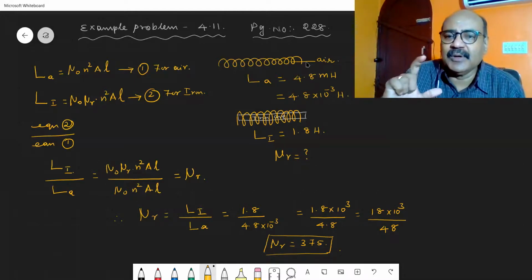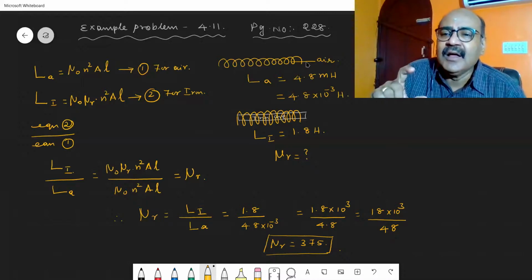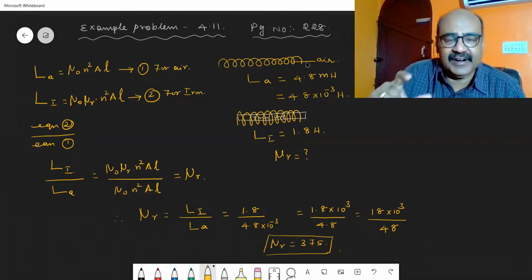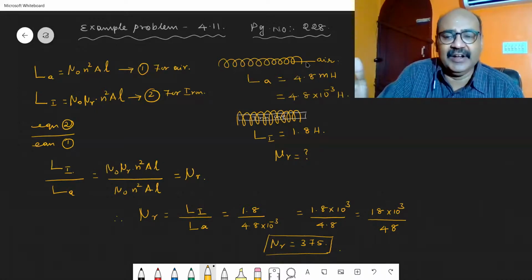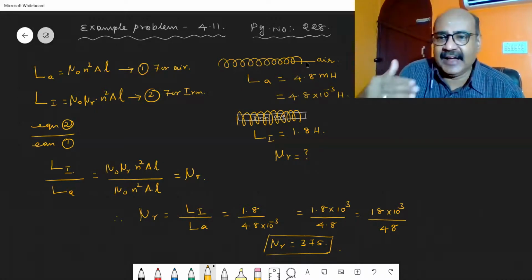These are the two problems that are being given regarding the coefficient of self-induction. We will move on to the next problem in the next video regarding mutual induction.